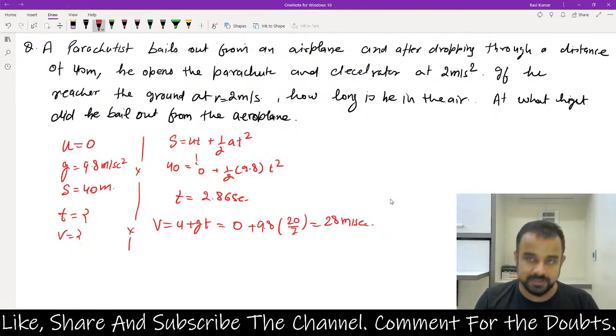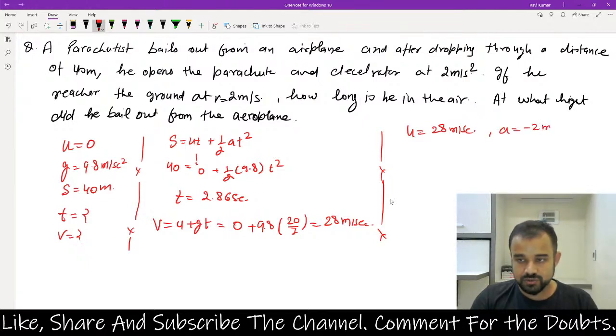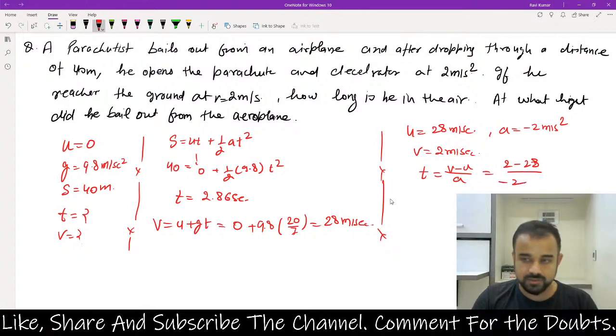When the parachute decelerates uniformly, now this was the velocity at that point of time, correct? Now u is equal to 28 meter per second, that is given to us. a is equal to minus 2 meter per second square because it's given, and the final velocity is 2 meter per second, right? So from here we can find out t is equal to v minus u by a, that is equal to 2 minus 28 divided by minus 2, that is equal to 13 second.